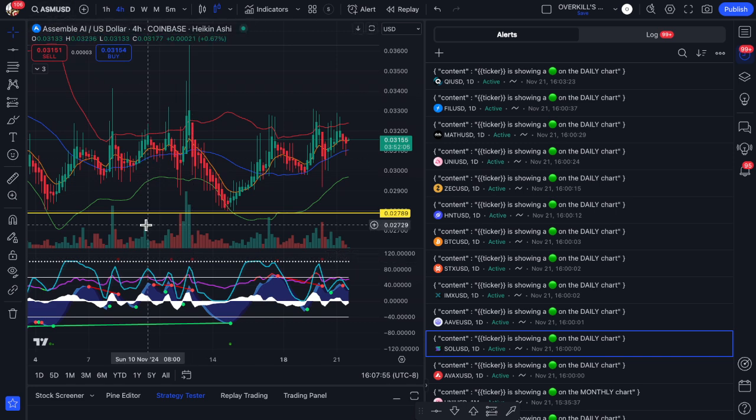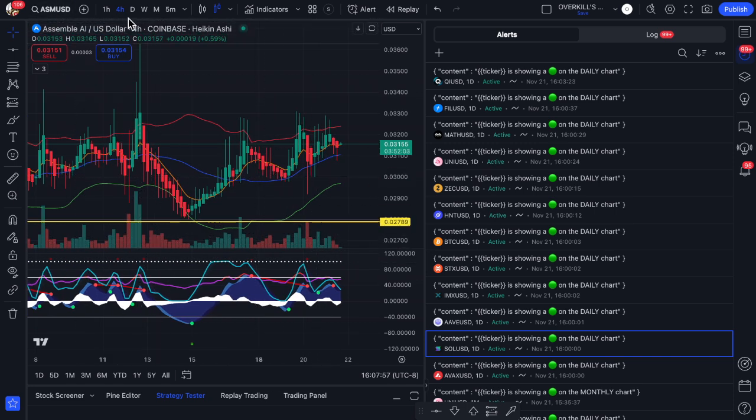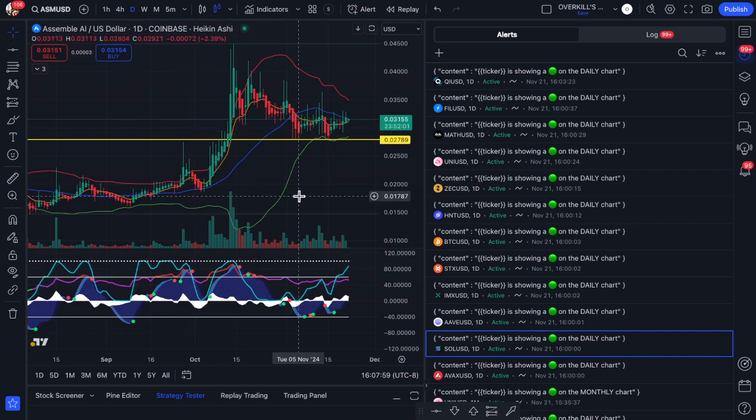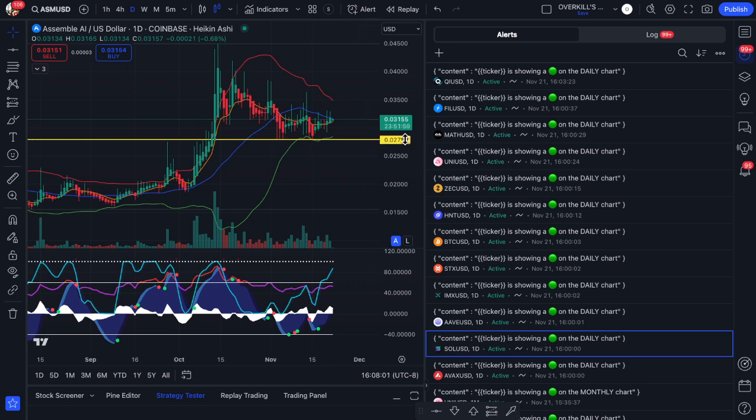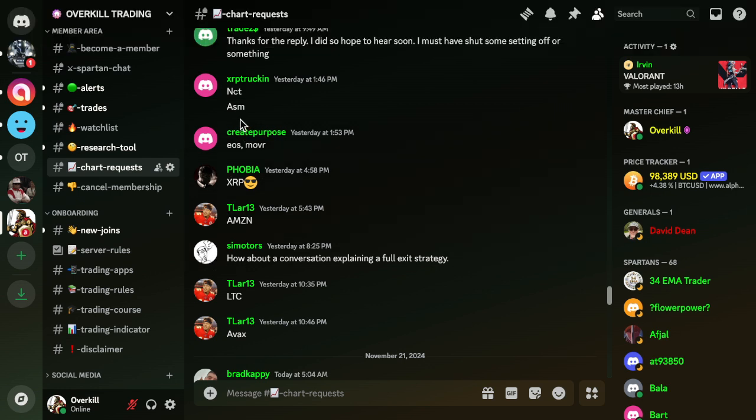Looks like an AI play, like I said, but super low market cap, I'm guessing. Just make sure that 0.027 level holds there on ASM. That looks like a pretty good altcoin setup there.